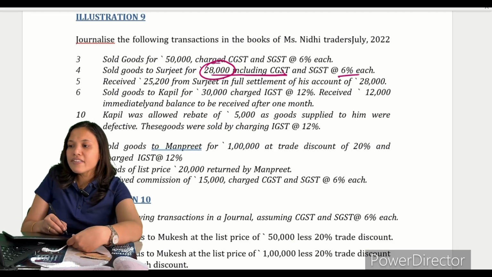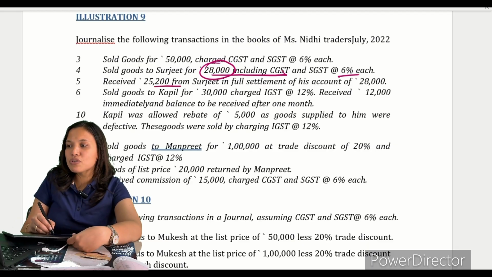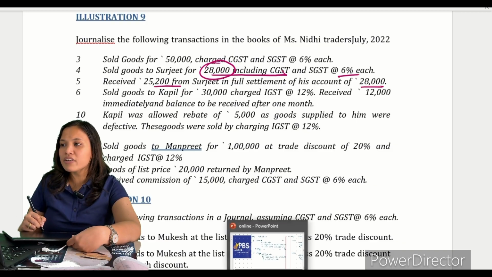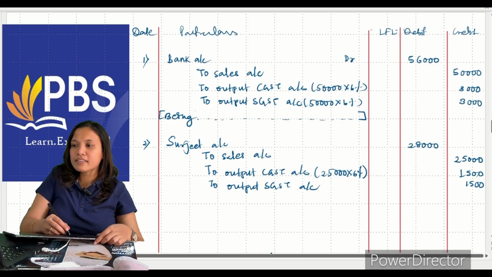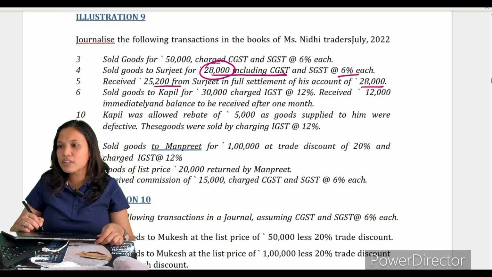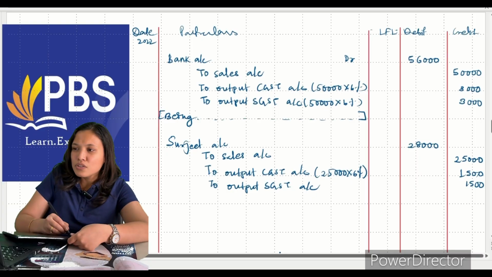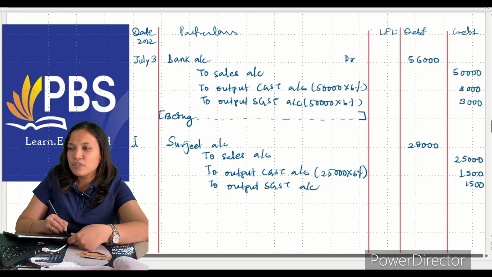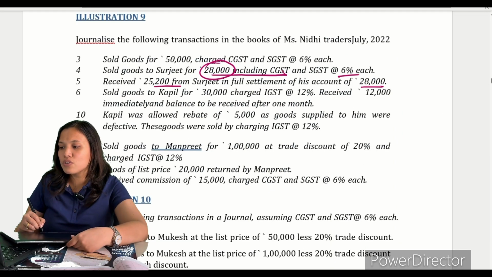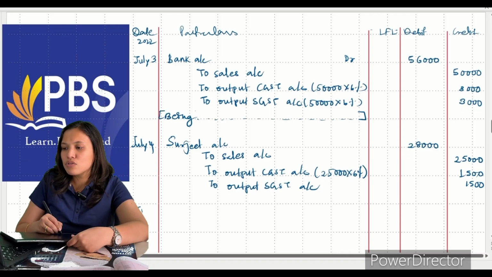Now, received 25,200 from Surjit in full settlement of his account of 28,000. We are given dates here, so let me write the dates. It is in the month of July. Sorry, let me write the year here. I'll write July 3, July 4, and now it is July 5. So July 5.